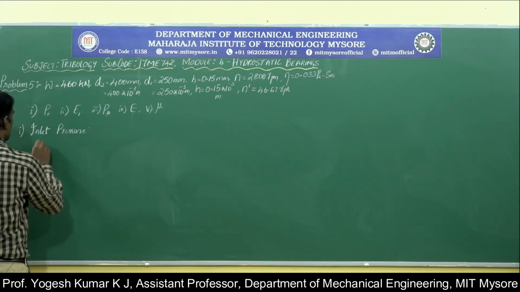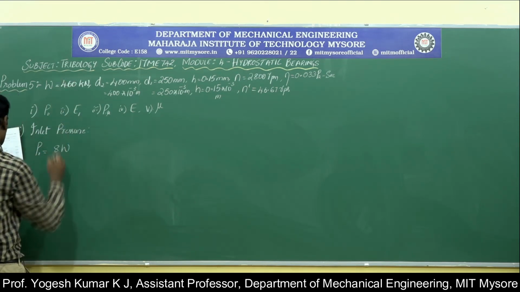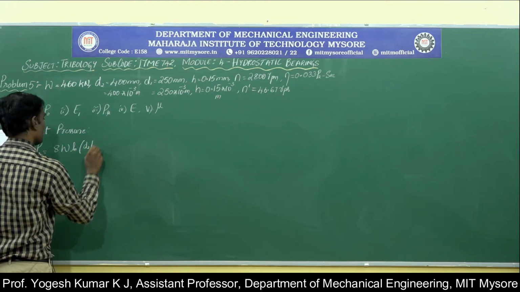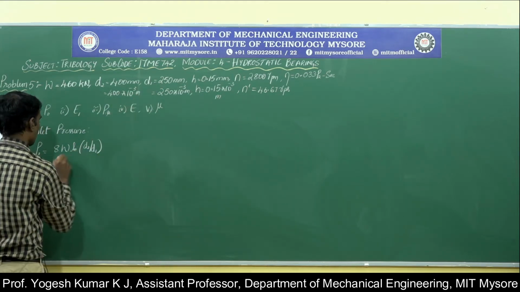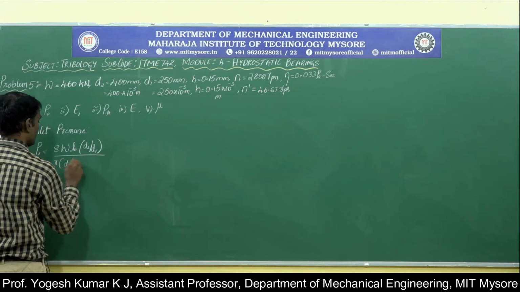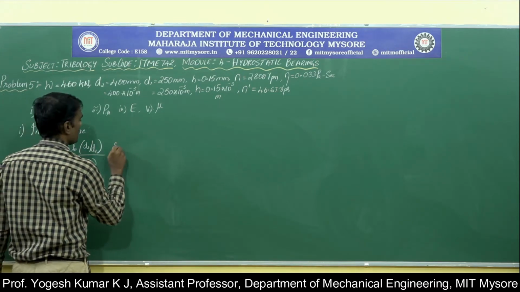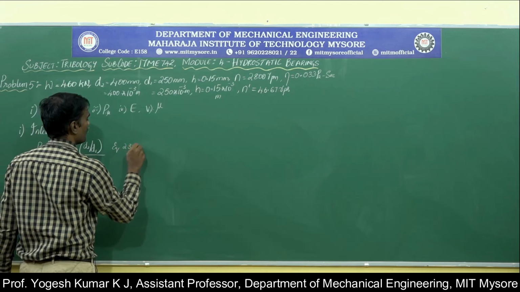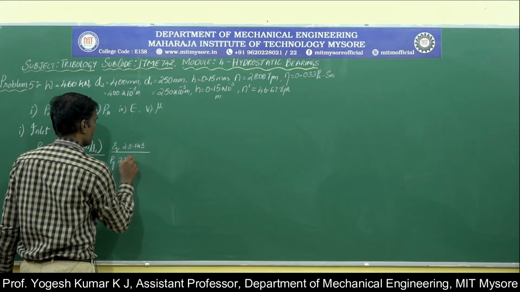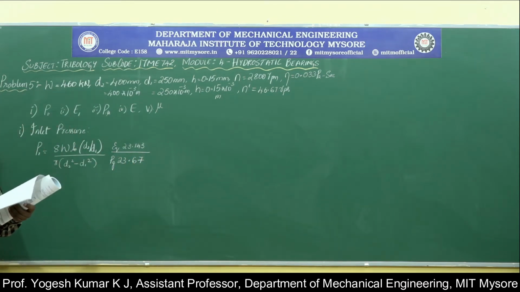Inlet pressure P naught equals 8 W, load carrying capacity is given, natural log d2 by d1, the diameters are given, divided by pi times d2 square minus d1 square. We know the diameters, so it is not an issue. Equation number 23.142A, page number 23.67.